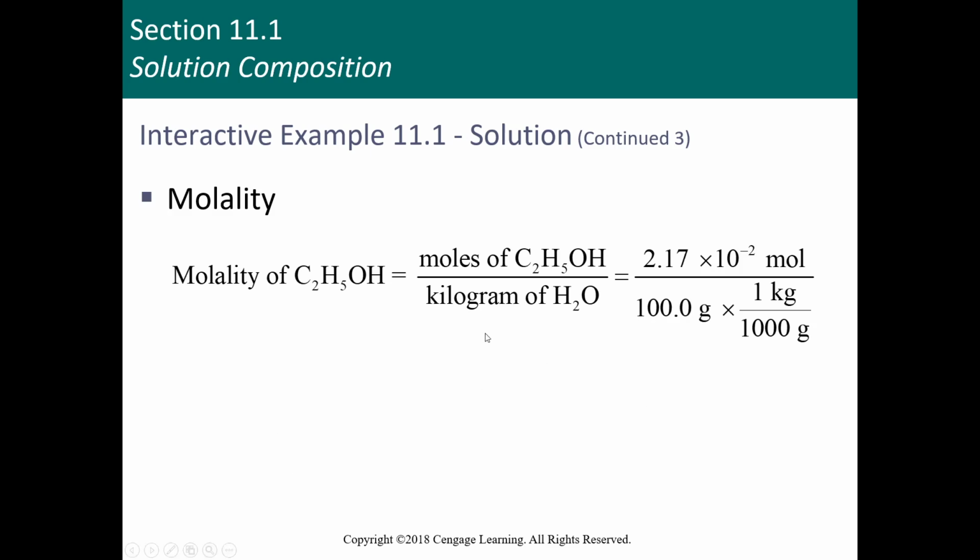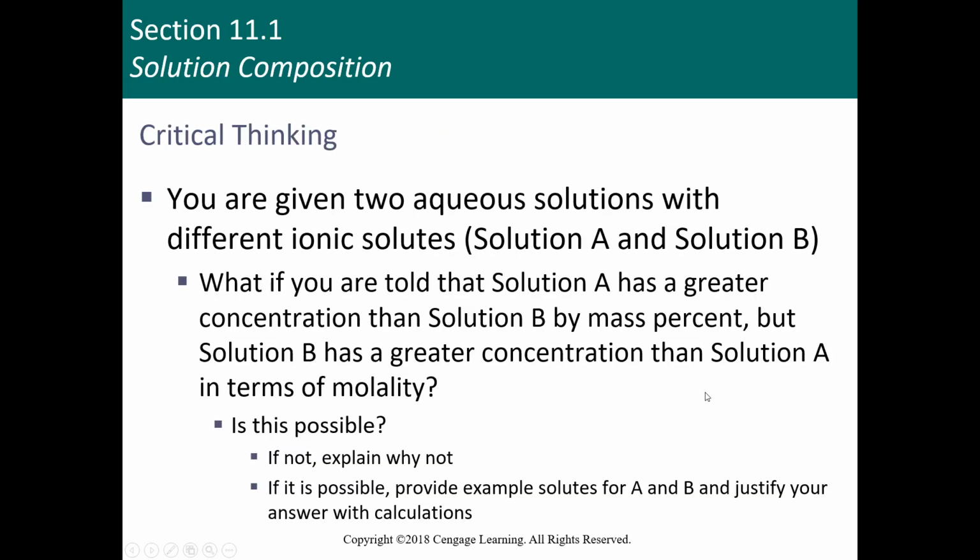Molality. So molality is going to be moles of our ethanol over kilograms of our water. So again, we use that moles of ethanol number that we figured out before. On the bottom, we're going to have to take the 100 grams of water. We're going to have to go, well, there's 1,000 grams in a kilogram. And so there will be 1/1000th of 100, which is 0.1. So we have our moles over 0.1 kilograms of our water. And that will give us 0.217 molality, which is small now.